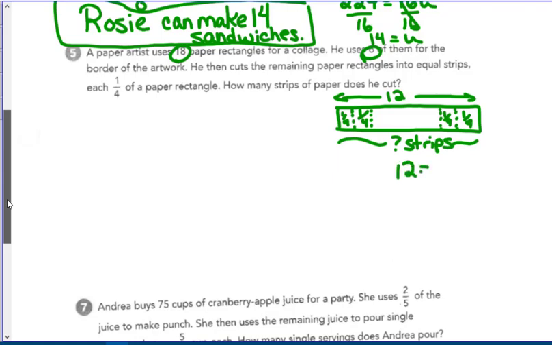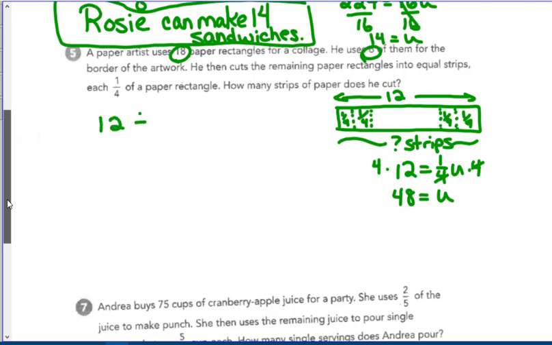Well, 12 equals quarters times how many units? Then I would divide by 1/4 on both sides, but we don't divide by fractions, right? We don't do this. So we multiply by the multiplicative inverse. The multiplicative inverse of 1/4 is 4. Multiplying by 4 on both sides, I get a cancel. I get 48 equals the units, 1 unit. So he must cut it into 48 strips of paper.